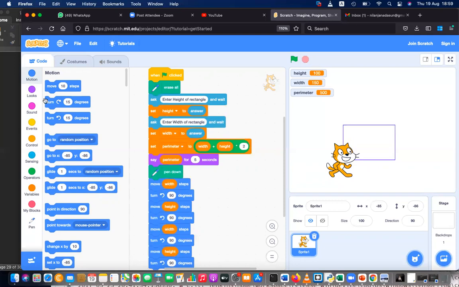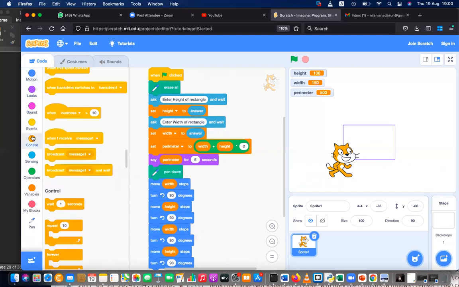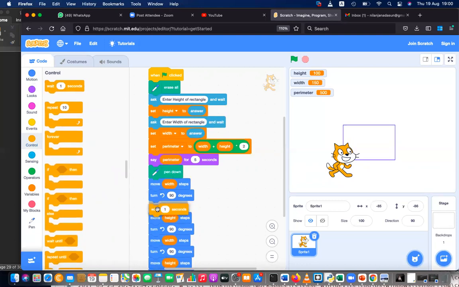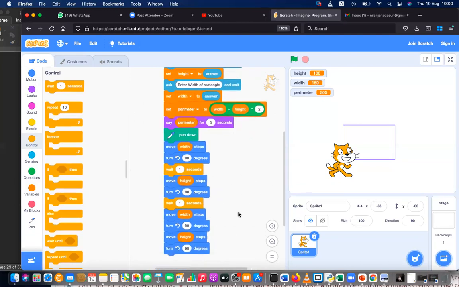After each step, if you want, you can wait. Here I'm using this wait block from the control. After drawing width, wait 1 second. After drawing this, wait 1 second. Likewise, at each step, if I wait, I can see the steps clearly. Right now, let's see.